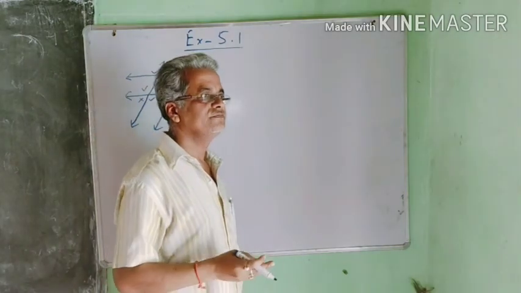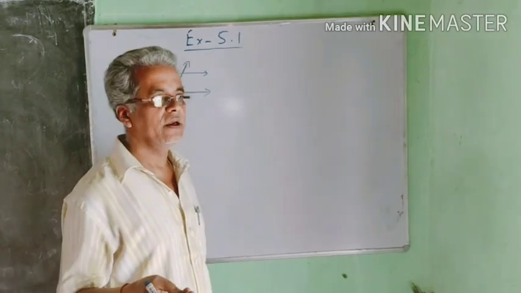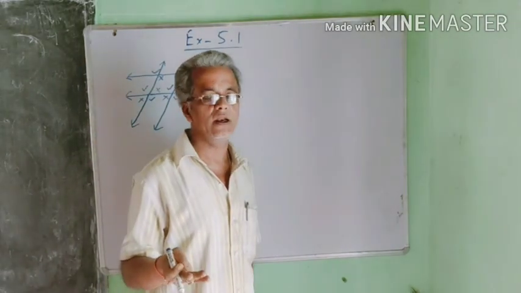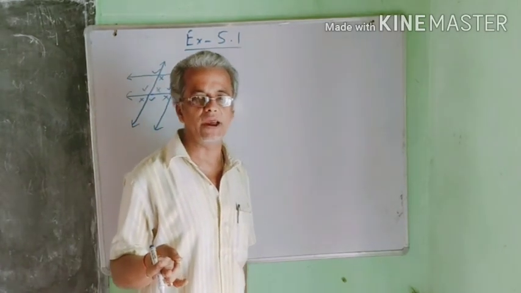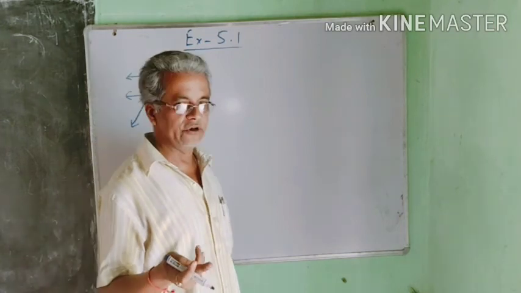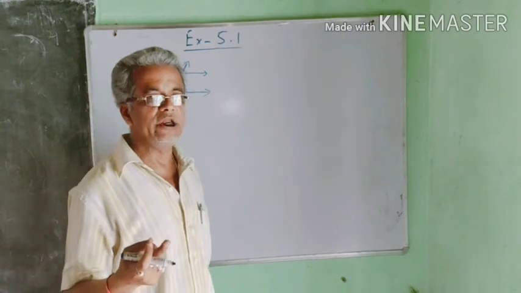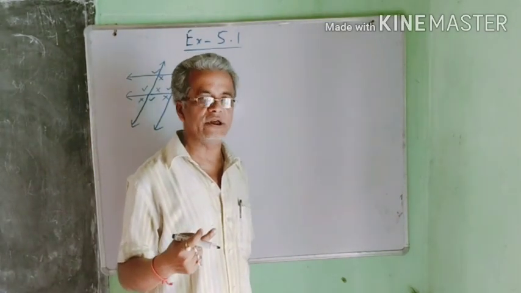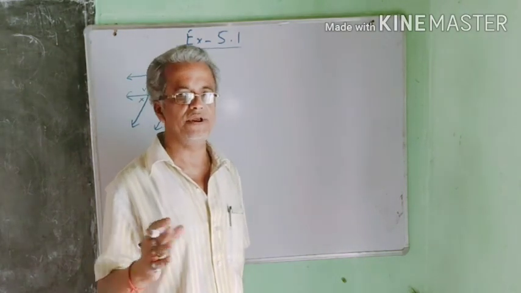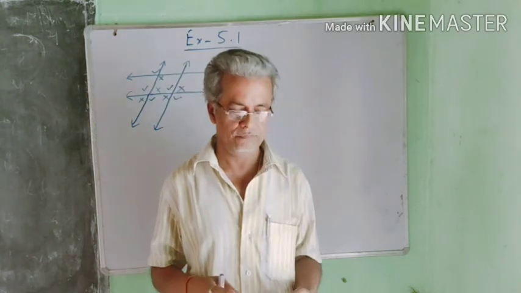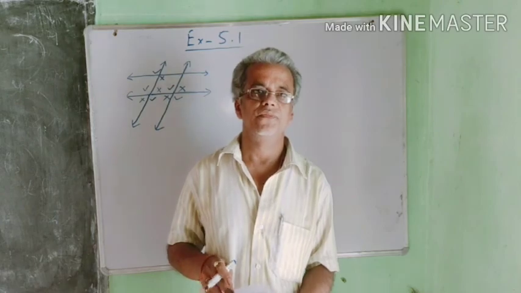So we got acute angle, right angle, obtuse angle, reflex angle, straight angle, complementary angles, supplementary angles, corresponding angles, alternate angles, and vertically opposite angles. Alternate angles are equal, vertically opposite angles are equal, corresponding angles are equal, whatever may be the measure of each angle. Okay, this much for today.